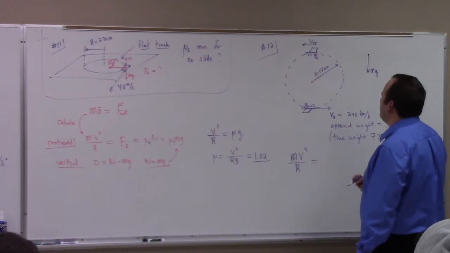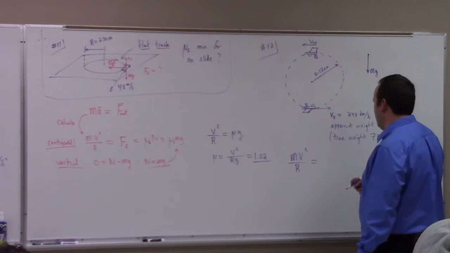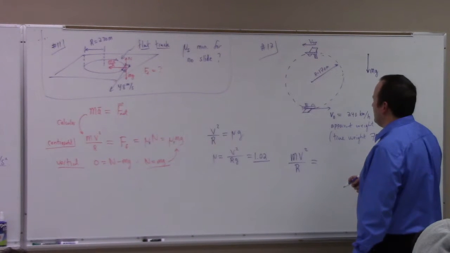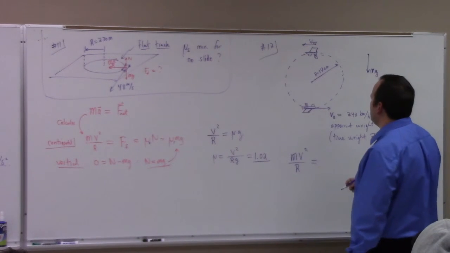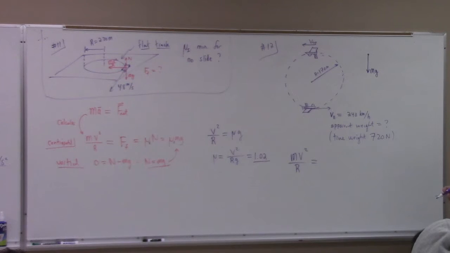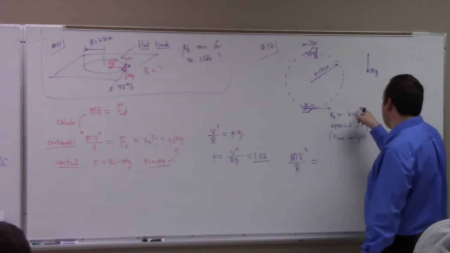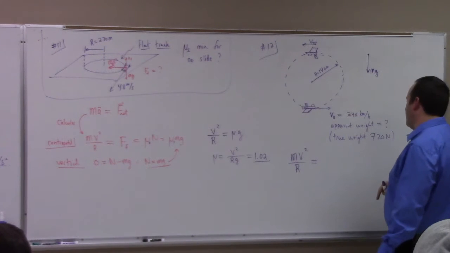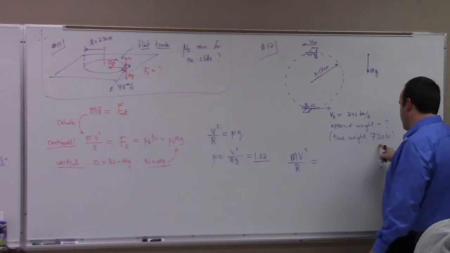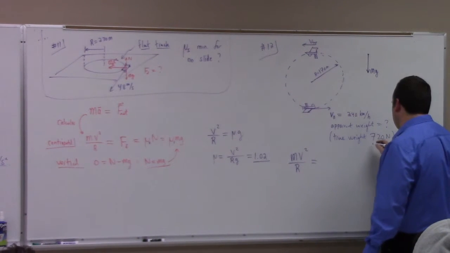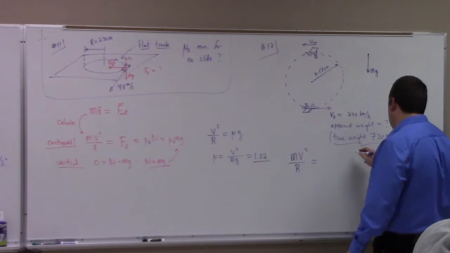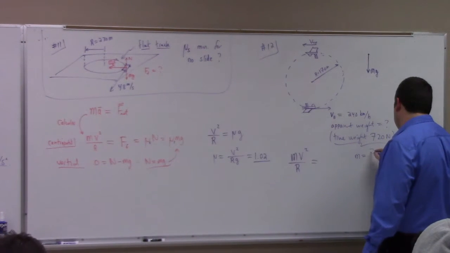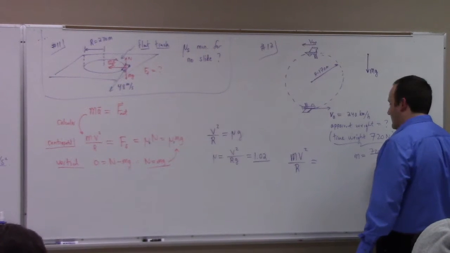Well, I'm thinking there's other forces involved. I'm not sure if I can account for them. There's like lift force of the wings and such. Let me try to work this out here. Let me think about the bottom first. If I know that this is 240 kilometers per hour, then what's mv squared over r? If the true weight's 720 newtons, what's that say mass is? Mass is what? You're like 72 kilograms.